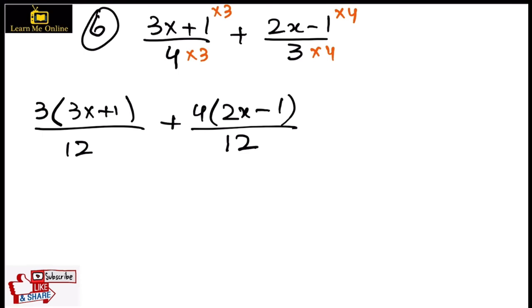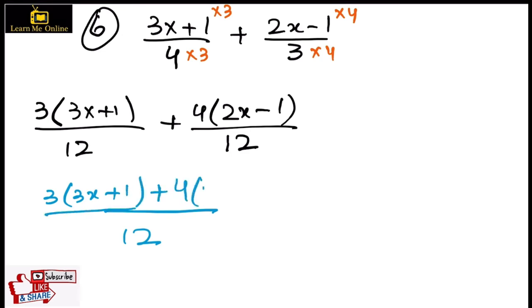Once we reach the stage where we have got the same denominator, we write down the common denominator once, which is 12. And once you're having 12, you're going to copy down what you have in the numerator. So we're having 3(3x + 1) as the numerator of the first fraction. The other one is 4 times (2x - 1). Now you're going to expand the brackets and simplify them after.